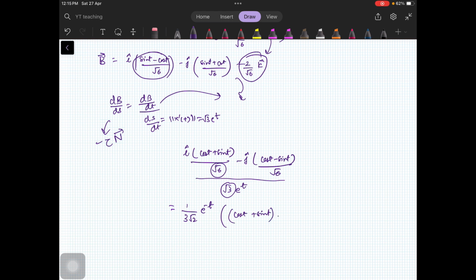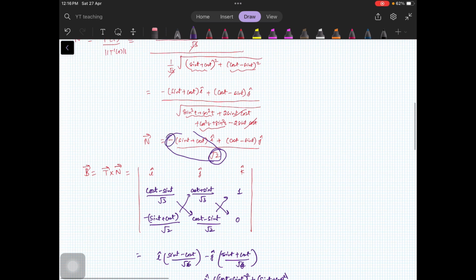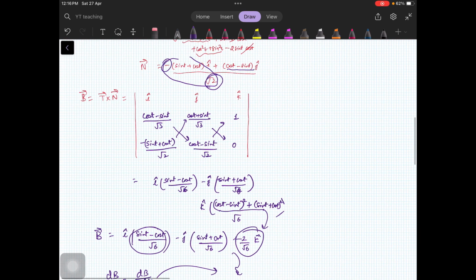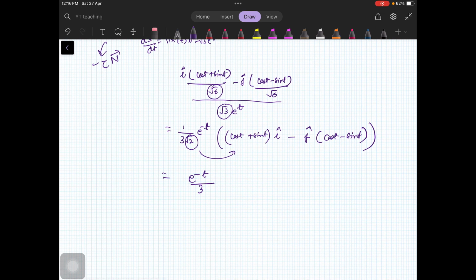Then I'll bring root 2 inside. So minus j cap (cos t minus sin t). Okay, so this root 2 I will bring inside. So this is e raised to power minus t upon 3. Okay, and then inside also, if you look at your n vector, it is negative here, and cos t minus sin t here. Can you see cos t minus sin t here? So what we are going to do is bring minus outside so that you have minus (cos t plus sin t) i cap plus j cap (cos t minus sin t), and then you have root 2 here also.